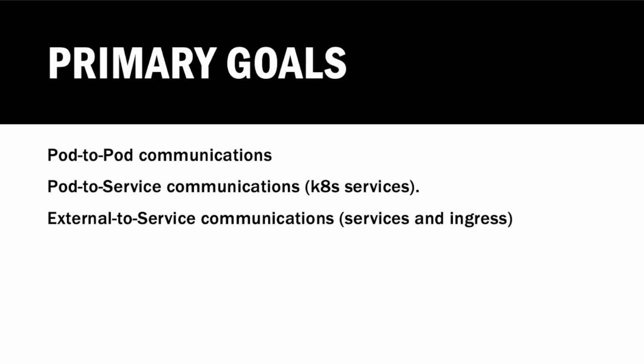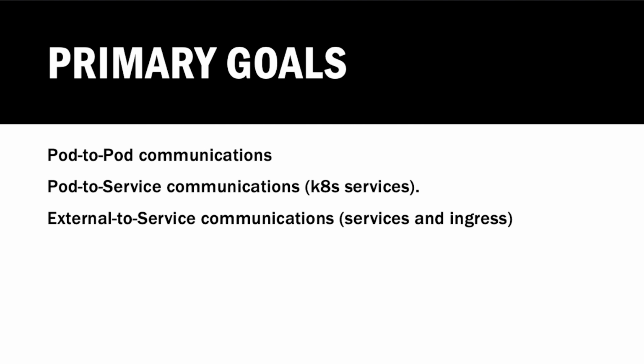So what are our primary goals from a networking standpoint? Well, number one, pod-to-pod communication. We need pods to be able to talk to each other. For example, let's say you have three microservices: back-end, middleware, front-end. Those are all going to be running separate pods, so they need to be able to communicate with each other. Next, pod-to-service communication, so those Kubernetes services we've been talking about. And then external-to-service communication, so services, ingress, pretty much anything if you want to get out to the internet or come in to the cluster.